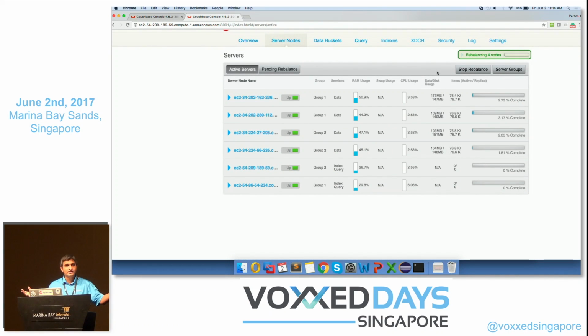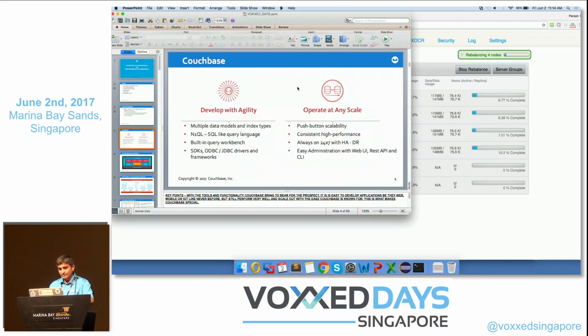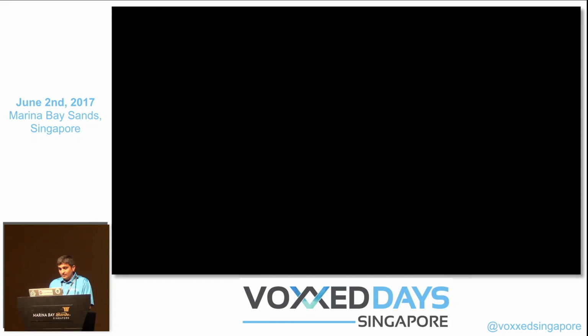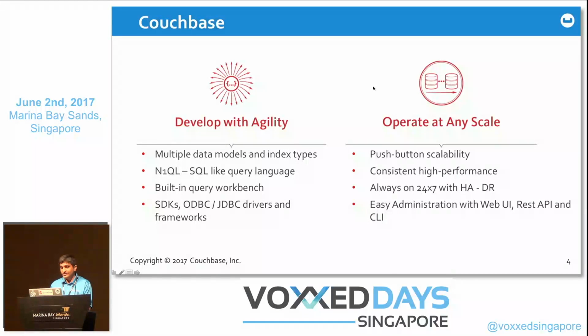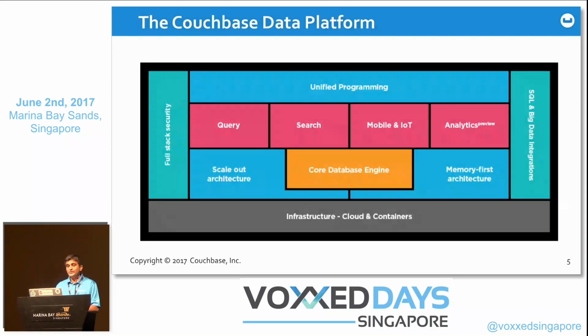I have a 6-node cluster here, and I'm scaling down to a 5-node cluster. And moreover, while it is rebalancing, you can have data that's flowing around. So everything works fine, no problem with that. So that's what is push button scalability. Then consistent high performance. Always 24/7, you have HA and DR features available, and extremely easy administration using the web UI. So that's what you get, and that's the thing about the Couchbase Data Platform.